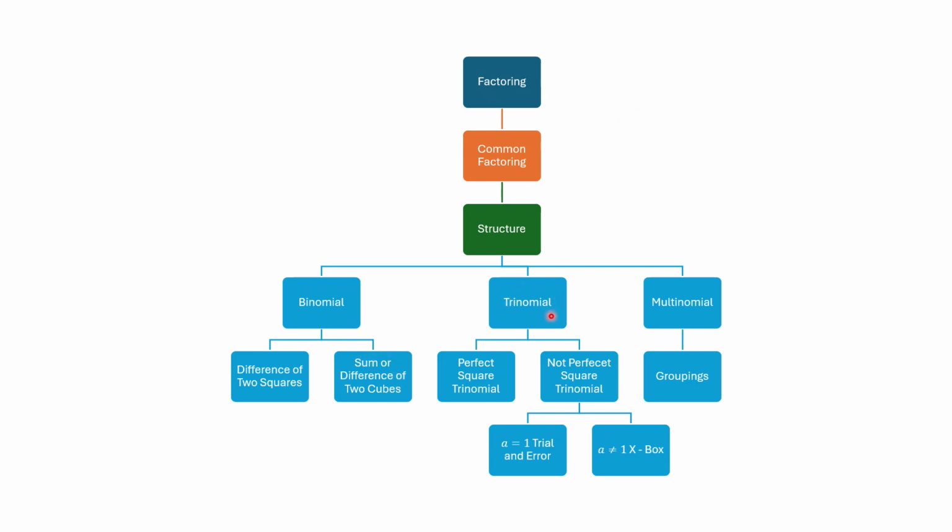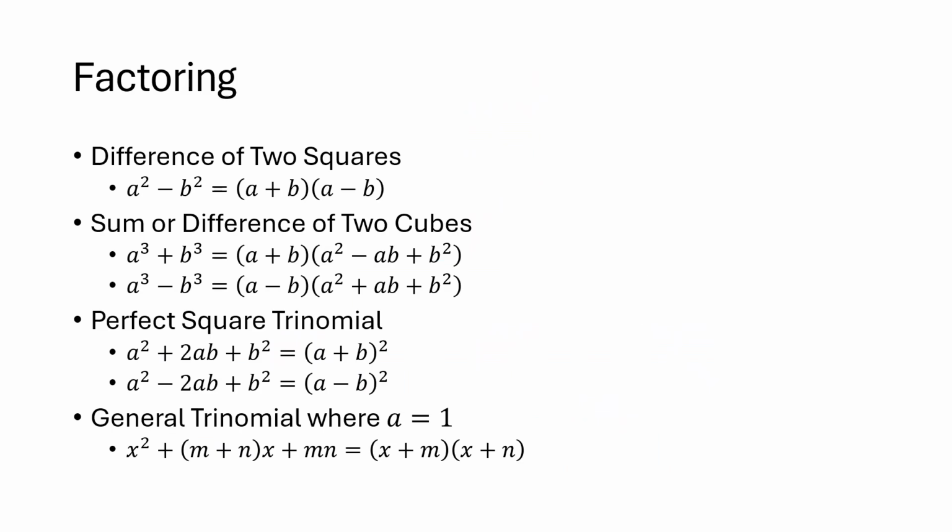Now, for a trinomial, you identify if it is a perfect square trinomial or not a perfect square trinomial. If it's not a perfect square trinomial, you check if the leading coefficient is equal to 1 or not equal to 1. If it's equal to 1, you use the trial and error method of the product and sum. While the X-box method is a more tedious method to work out. Now, if it's a multinomial, you do it by grouping. At this point, let's look at what those factorings are.